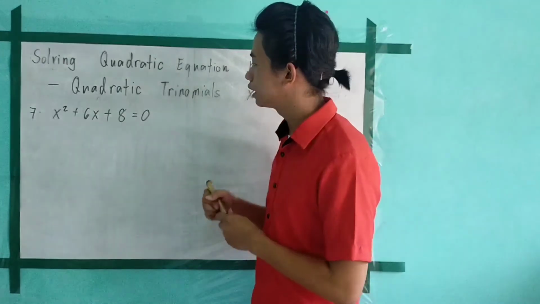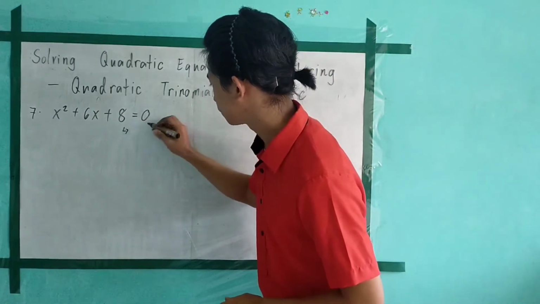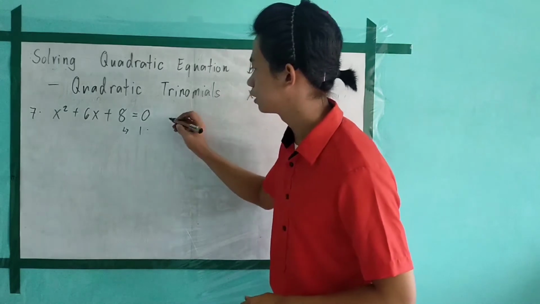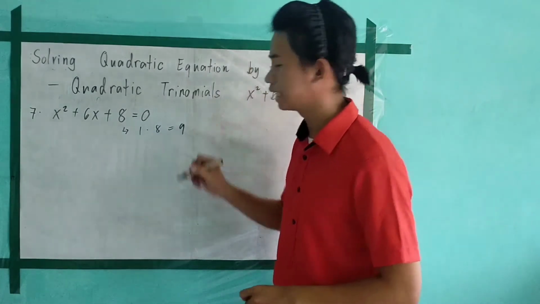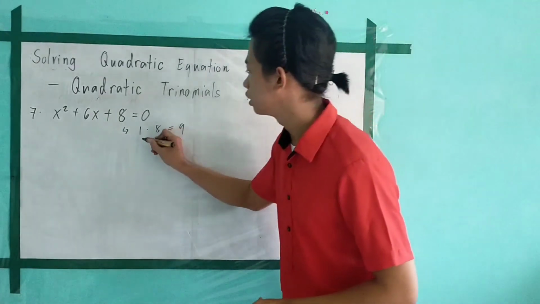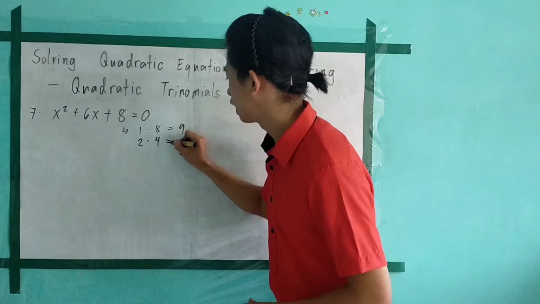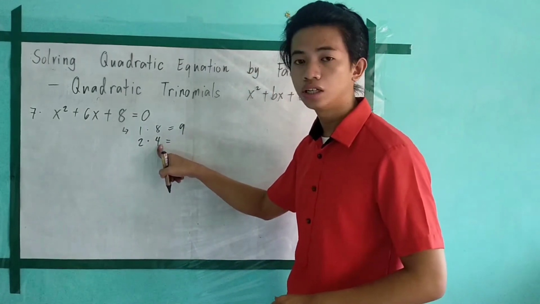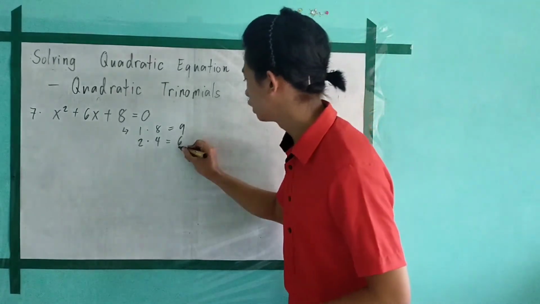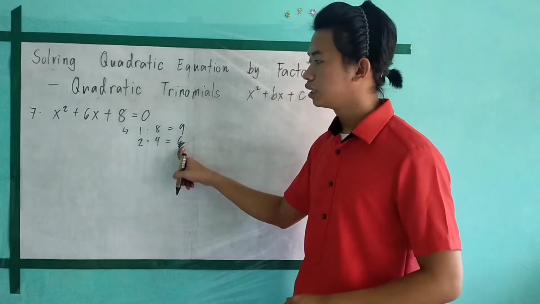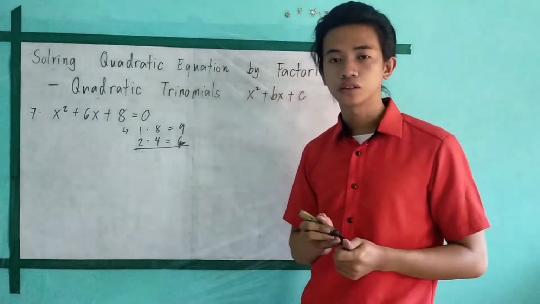Anong factors ng 8? We have factors of 8 is equal to 1 times 8. Sum niya is equal to 9. Next, we have 2 times 4. Ang sum niya, 2 plus 4, we have 6. So, since nakuha na natin yung sa B natin na 6, therefore, ito yung magiging factor natin.